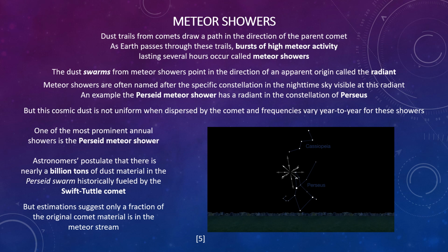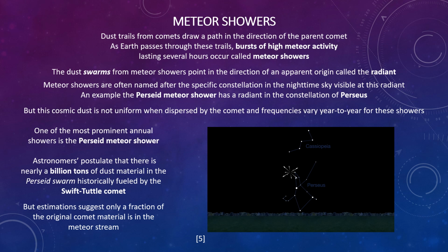The dust swarms that we see from meteor showers point in the direction of the parent origin. This is called the radiant. It's really clearly seen in this video that we have below us, where the Perseus meteor shower is coming at us, and we see the arrows all seem to be coming from one point. That is known as the radiant point.